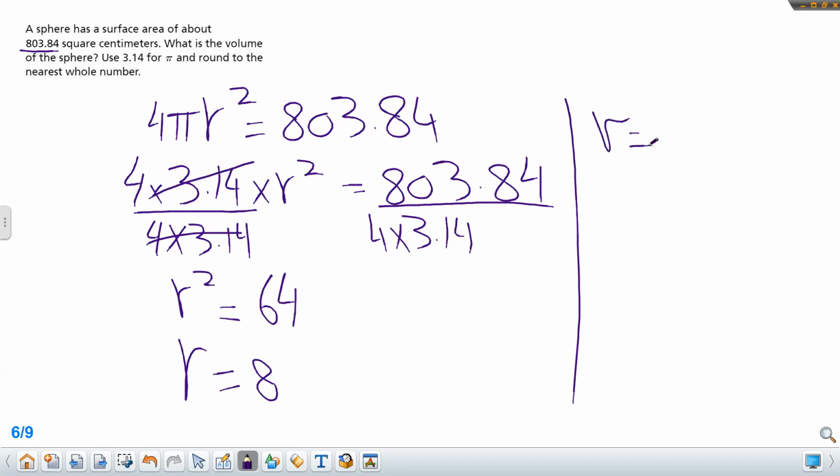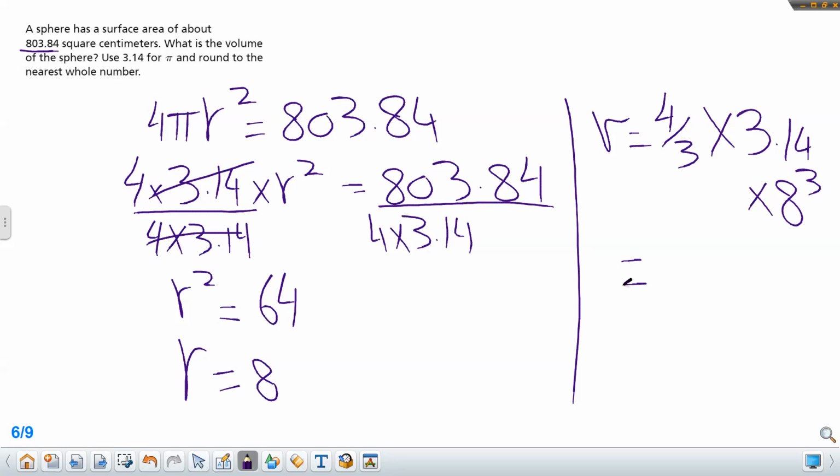Okay, so the volume equals 4 over 3 pi r power 3. So the volume equals 4 over 3 times 3.14 times the radius power 3, which is 8 power 3. So again, the volume equals 4 over 3 times 3.14 times 8 power 3.